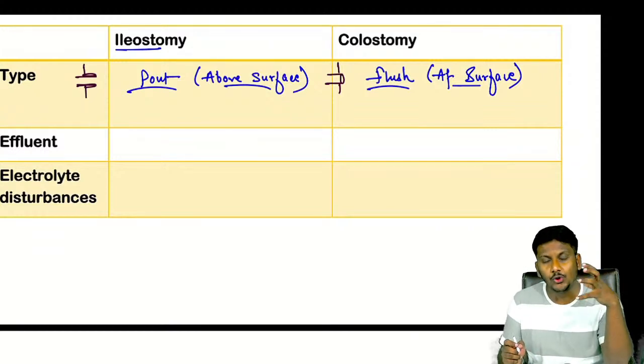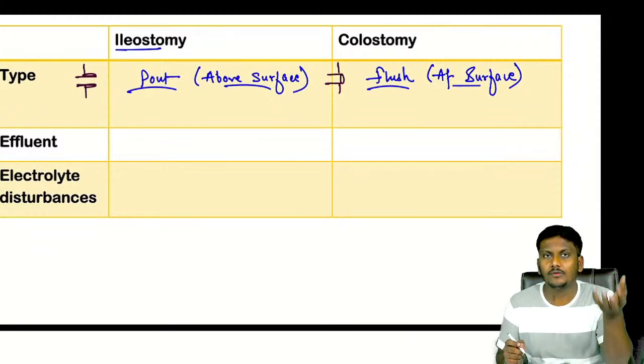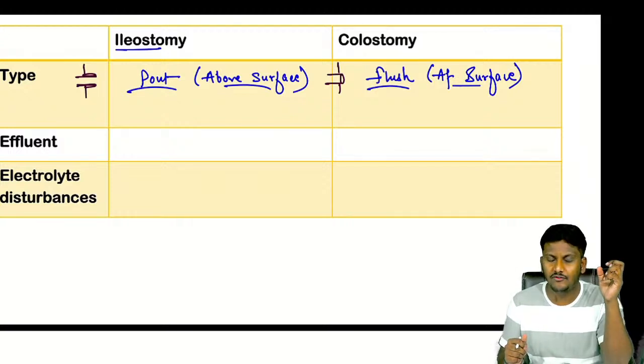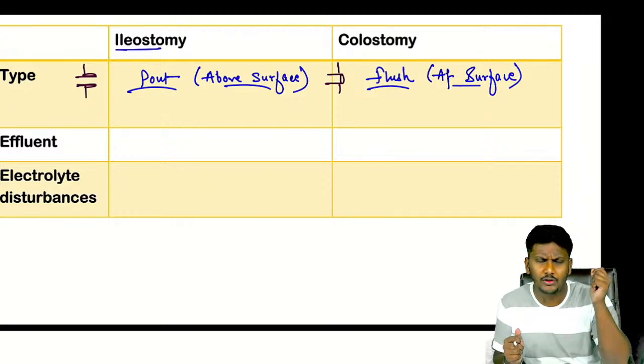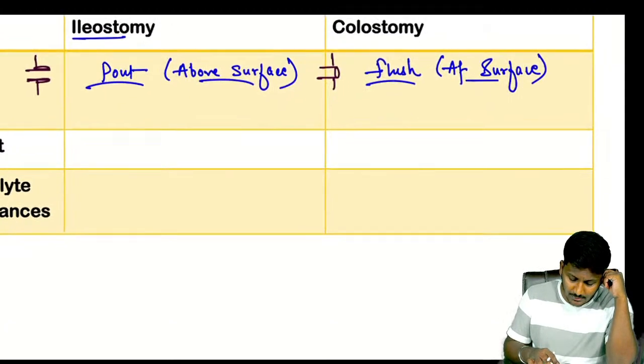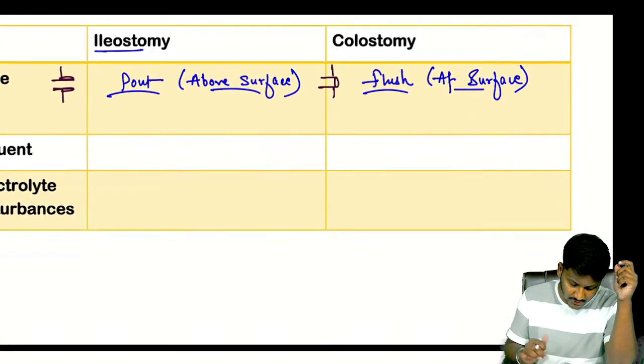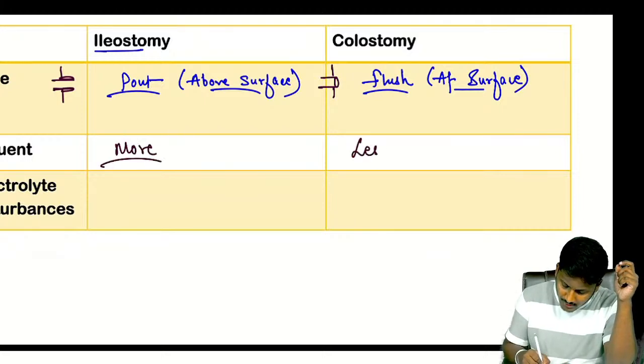Next important, effluent is what? Effluent is actually the fluid or the substances that are coming out of that opening. That will be called an effluent. Effluent, excreta, whatever you call it. The effluent in cases of ileostomy is going to be more in amount, whereas in cases of colostomy, it is going to be less in amount.